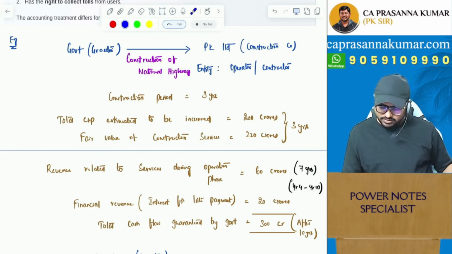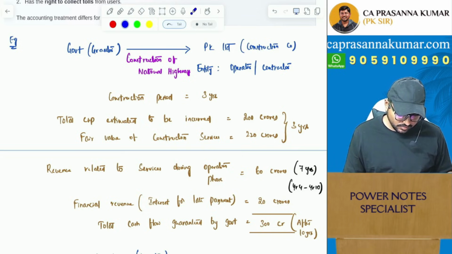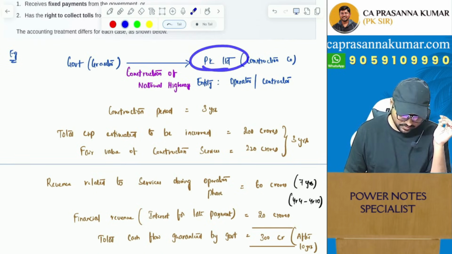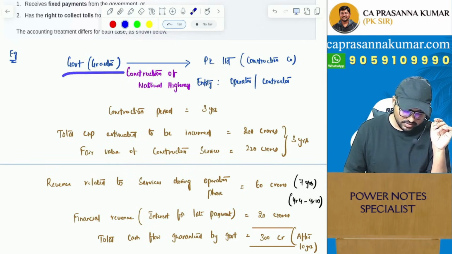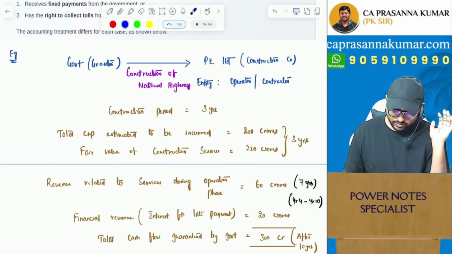Okay. Fantastic. Now, okay, Nana. So we have two parties. We already know, one is the entity. The other one is the government. Entity is referred to as operator or contractor. Government is referred to as a grantor. This we already know.